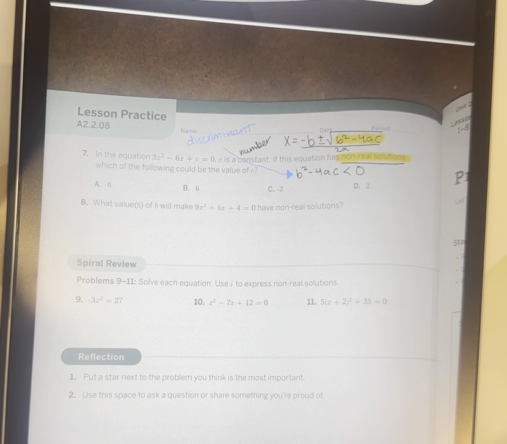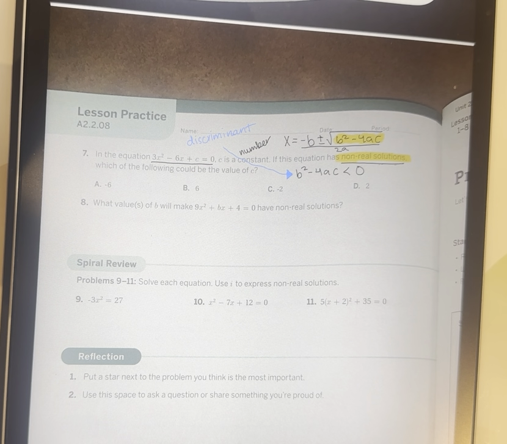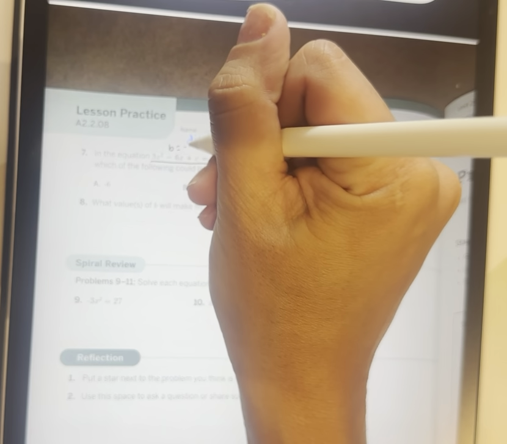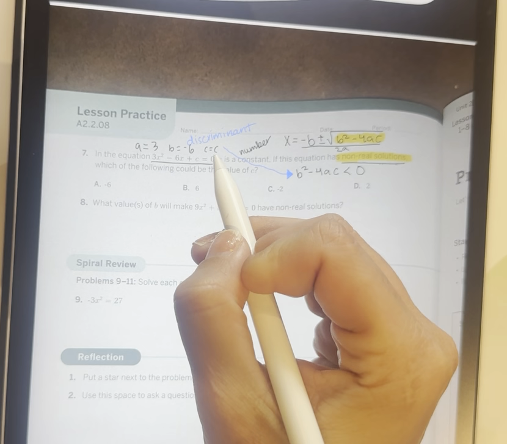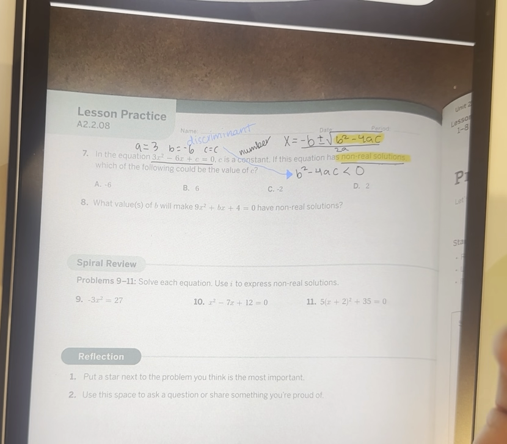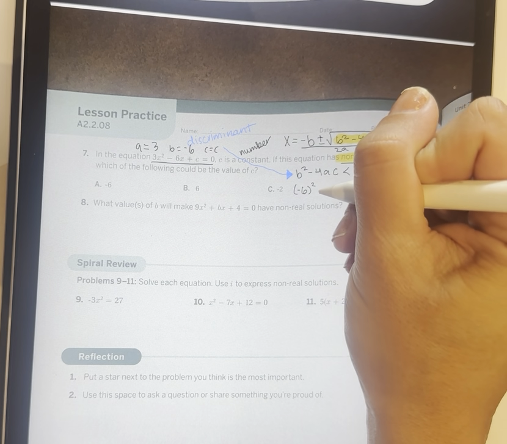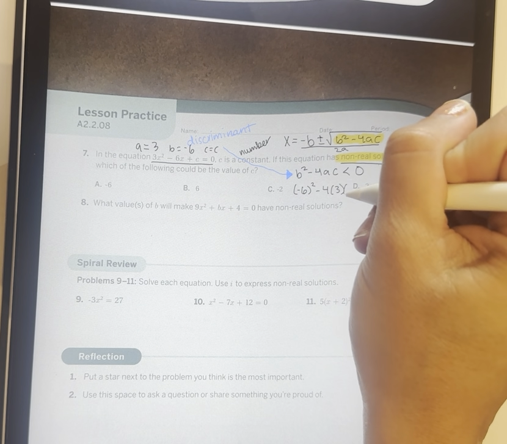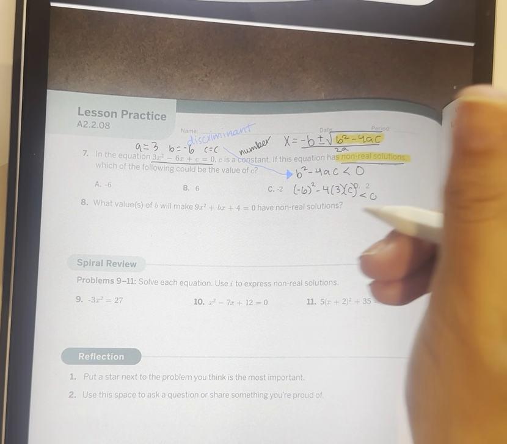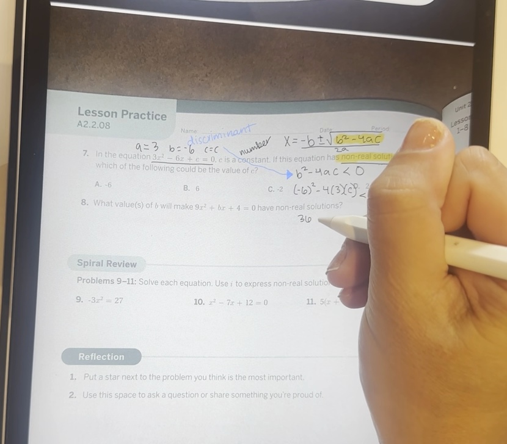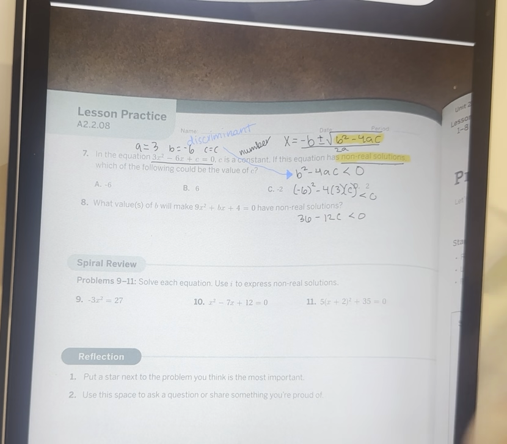Okay, and now we plug in what we got over here. So we plug in b, which is negative 6. c right now is c. a is 3. Don't worry about this being funny looking. The rules of math never change for funny looking. We do negative 6 squared minus 4 times 3 times c, and we want that less than 0. That means 36 minus 12c must be less than 0.